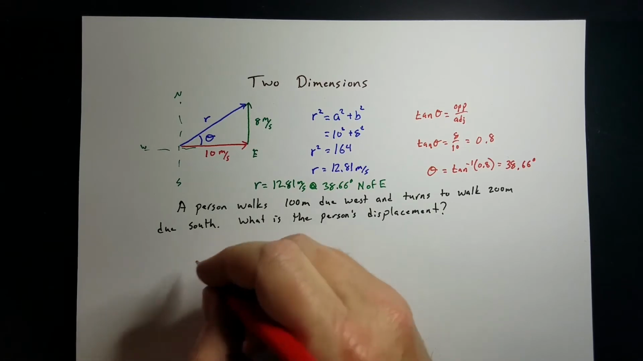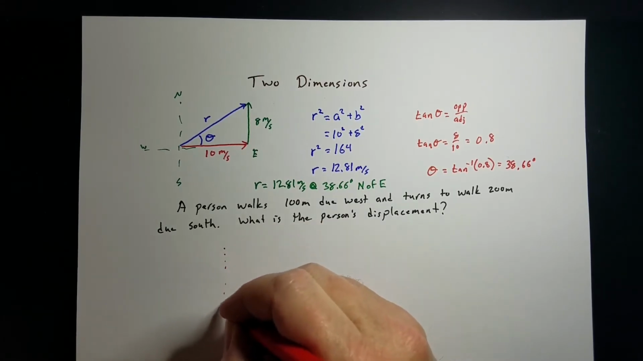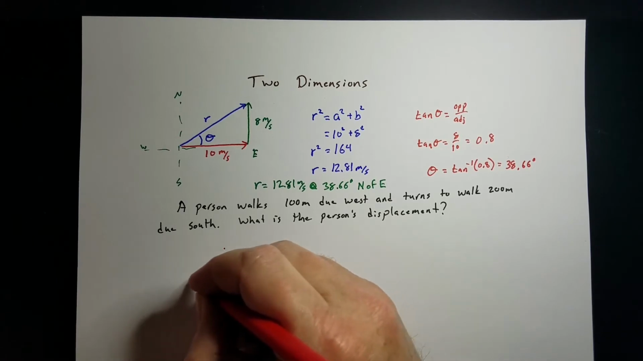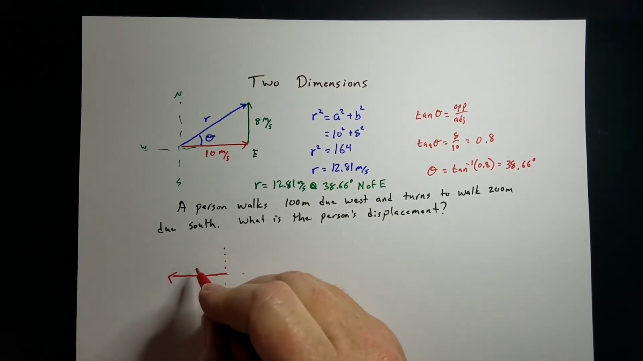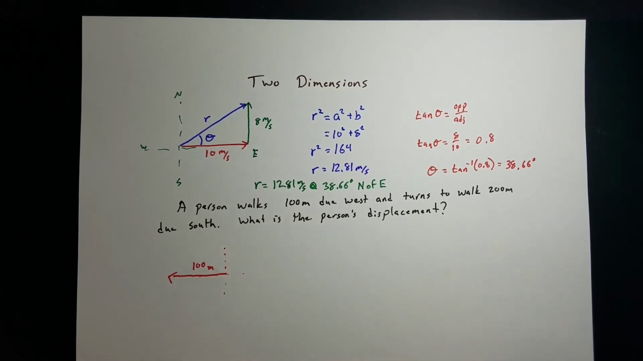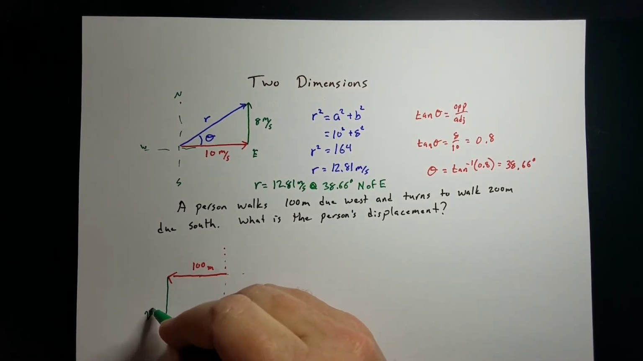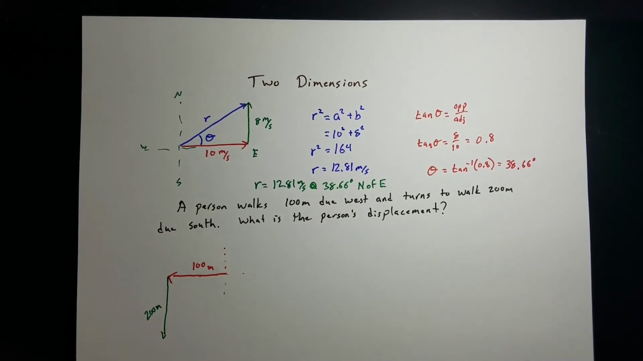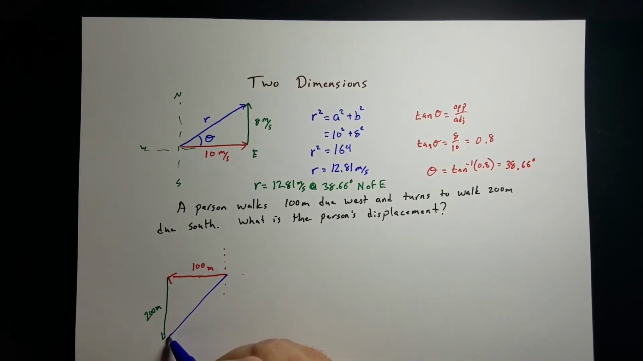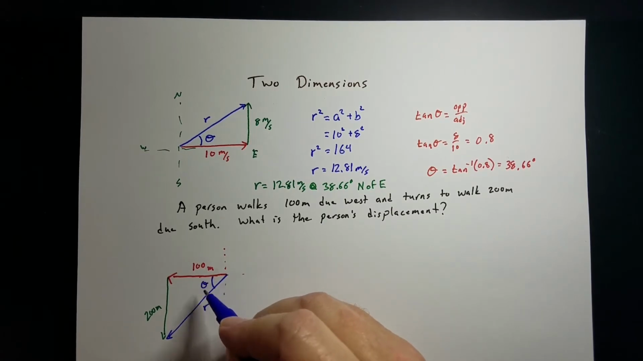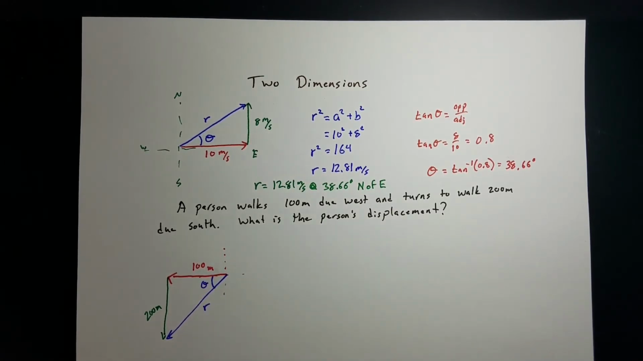So we're first going west. So if we had our coordinate system set up, we're going to go west 100 meters. And then from that spot, we're going to go south 200 meters. And we're looking for his displacement, so we're looking for the resultant from where you start to where you end. And we'll also be looking for that angle. And so it's the same procedure, Pythagorean theorem and tangent.